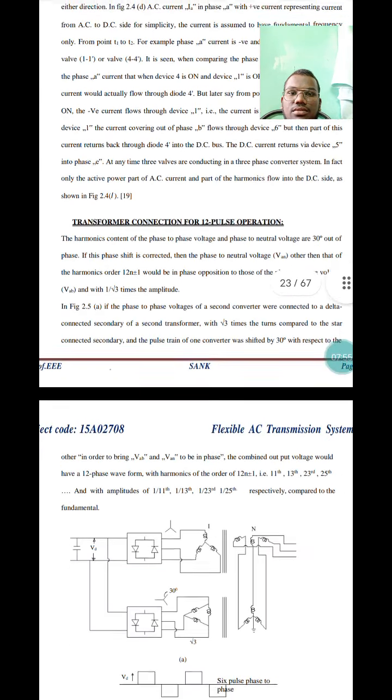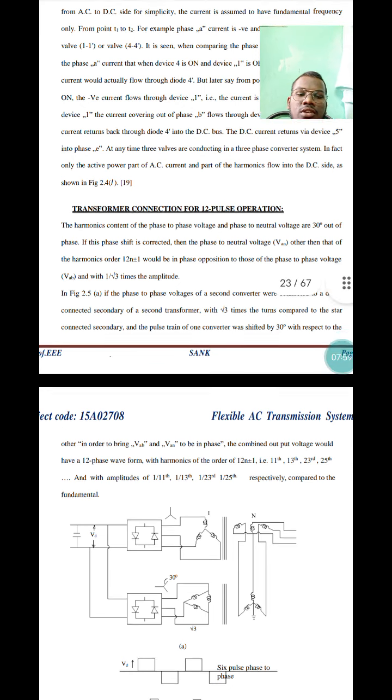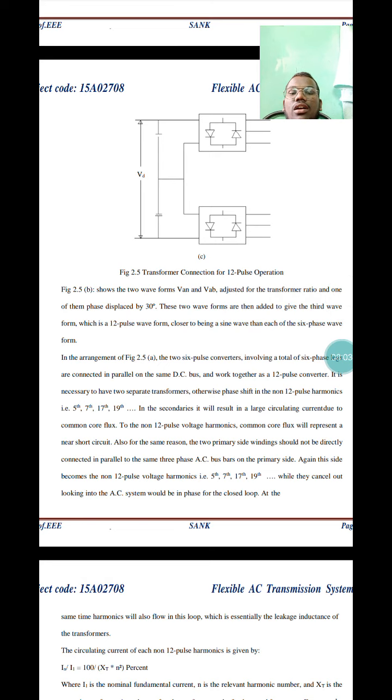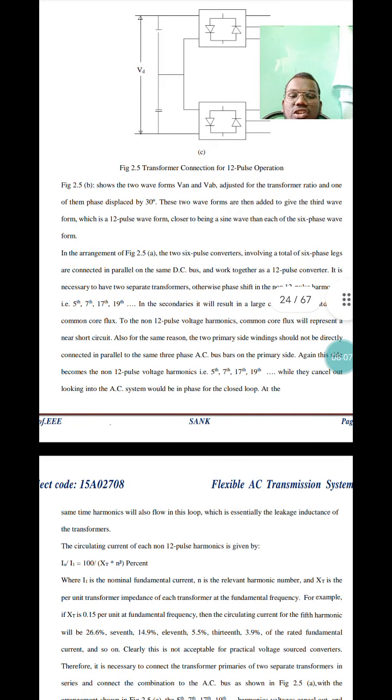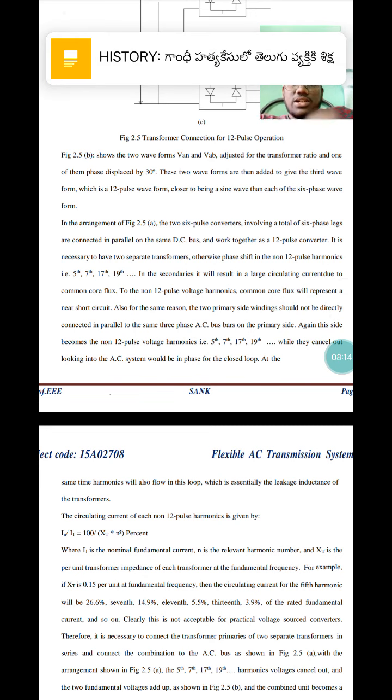We all know it. And the transformer connection for 12 pulse operation. The diagram below shows the waveforms and transformer connections. And the circulating current of each non-12 pulse harmonic is given by, we know that, IA by IA equal to 100 by X or into N square percentage.